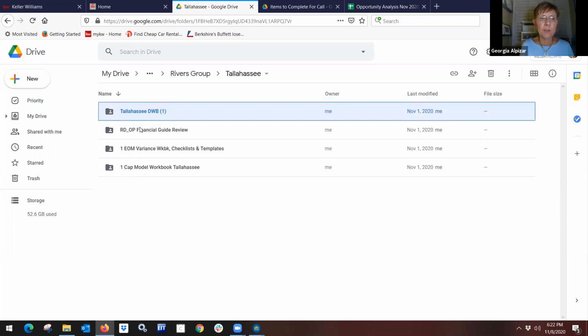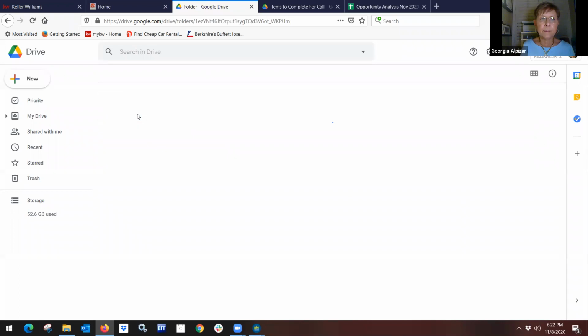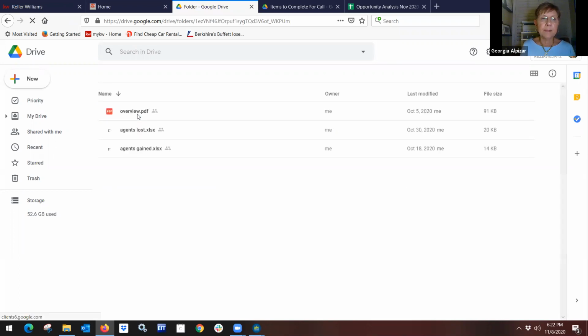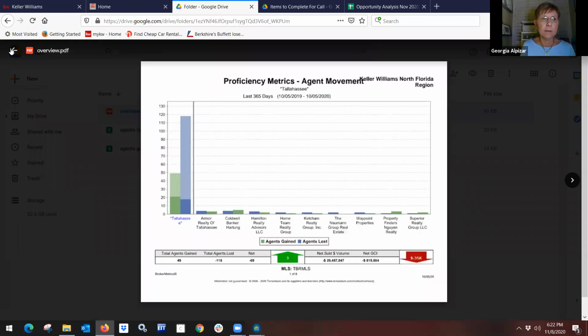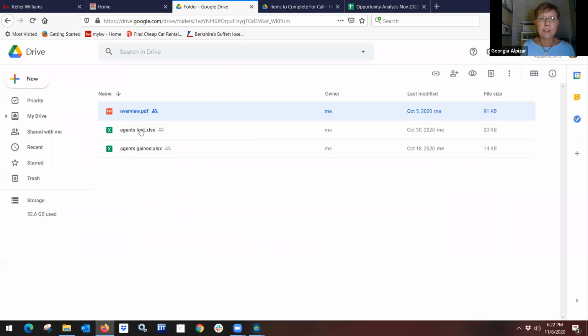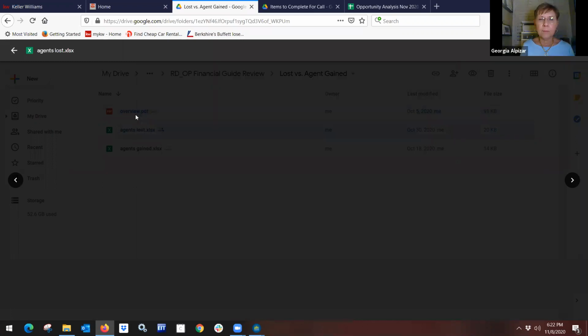There we go. Okay, we're going to open up the RDOP financial guide. See here where it says loss versus agents gained. This here is all the agents that were lost. That's not the one I wanted. Agents lost. So you're going to open that up. And it opens up into an Excel spreadsheet, and it actually gives you all of the names of the agents and what companies they went to.